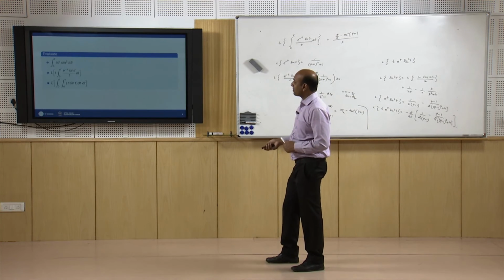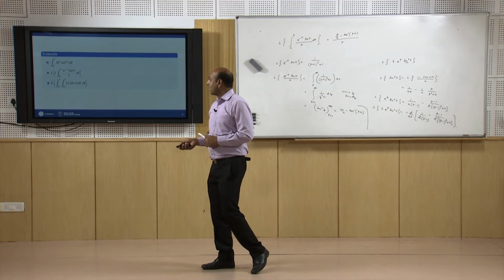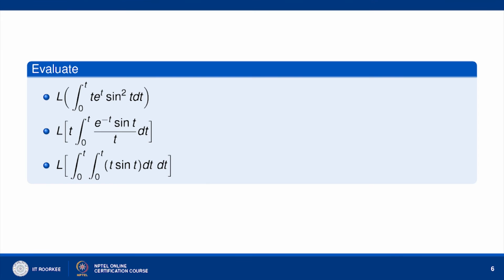Now, for the last problem, the third problem of this slide, we have to use this property 2 times, the integral from 0 to t of t sin t. So, first we will find the Laplace transform of this expression, and then take this as f(t) and find the Laplace transform of the entire expression. So, basically we have to use this property 2 times. Okay. So, you can try this problem.